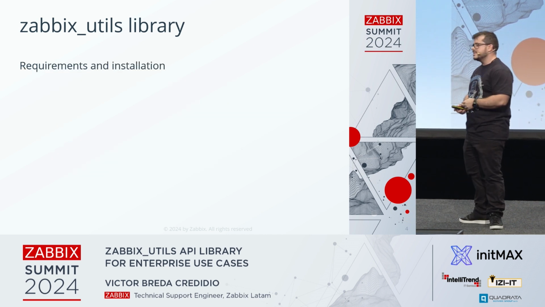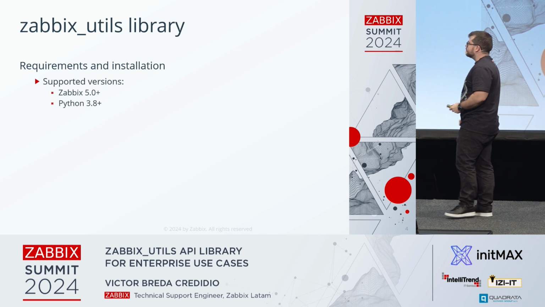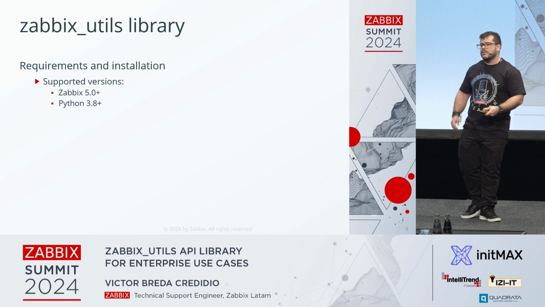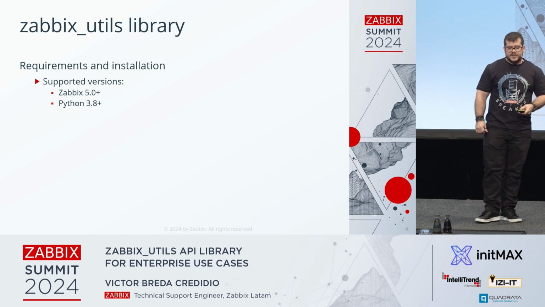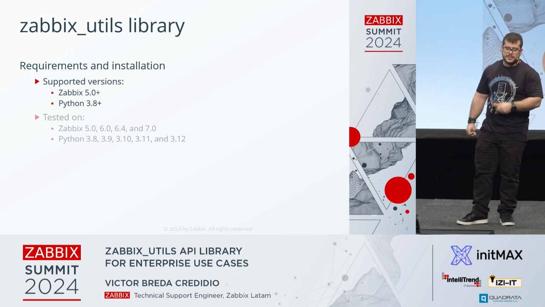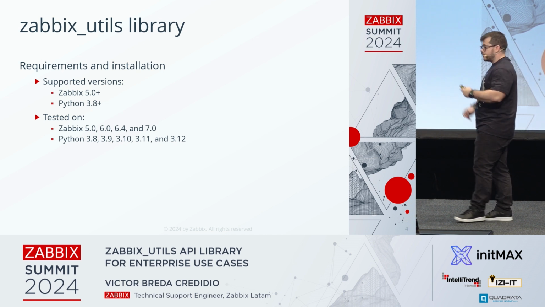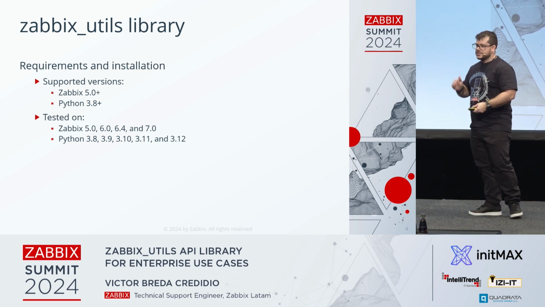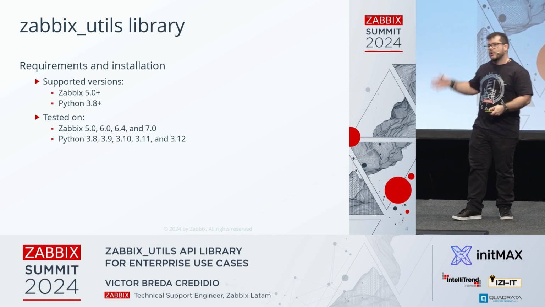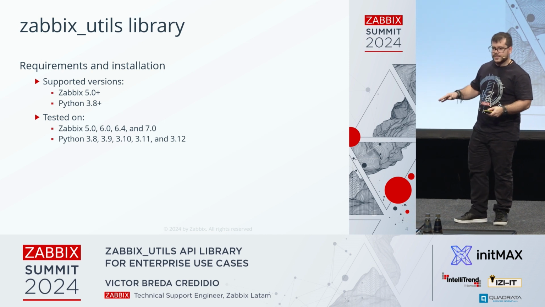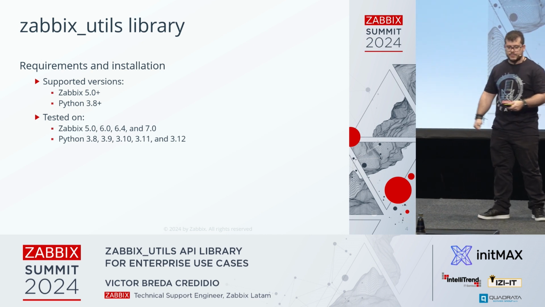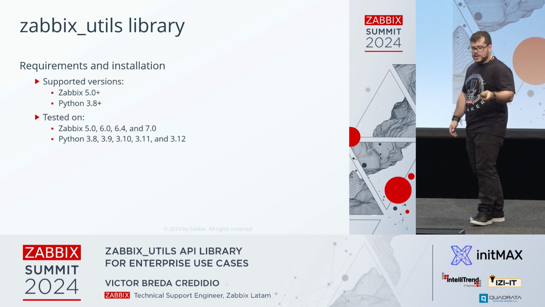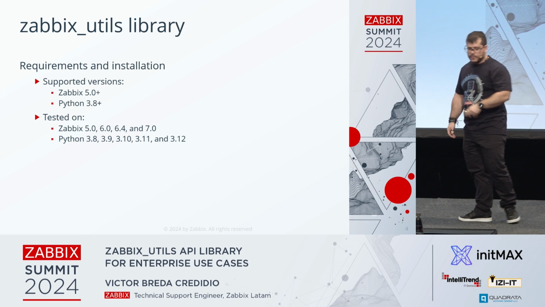Okay, some requirements and installations to use these guys. Supported versions of the Zabbix server: Zabbix since 5.0 up to now, Python starting with 3.8. It has been tested and officially tested. Remember, this is an official library. It has been tested in Zabbix 5.0 up to now, with the exception of 6.2, because it's no longer supported when it was released. And Python versions, I will not be naming them, but you can see here from 3.8 up to 3.12.